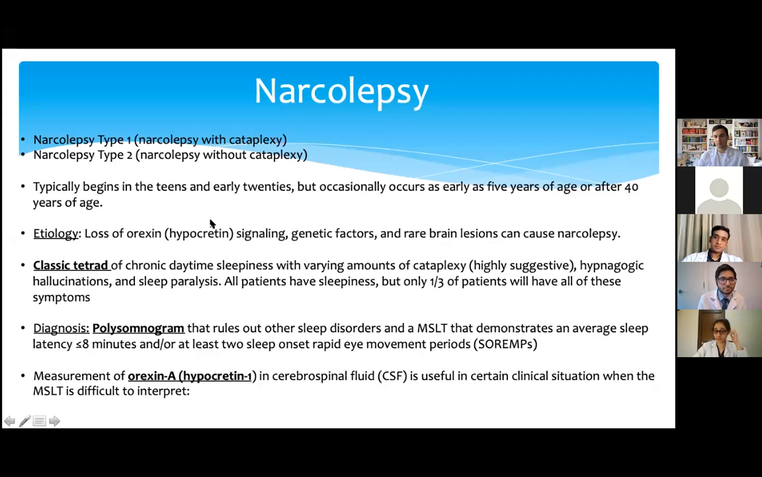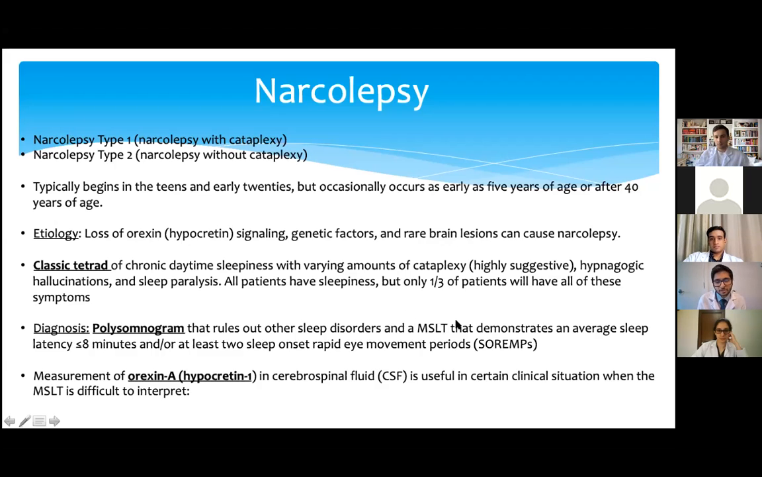And we saw this patient two Saturdays back, I guess. So all patients do have sleepiness, but only one third of the patients will have all of these symptoms. And we were lucky enough to see a patient who had, I guess, all of them. And so diagnosis is mainly polysomnogram, but that is to rule out other sleep disorders.